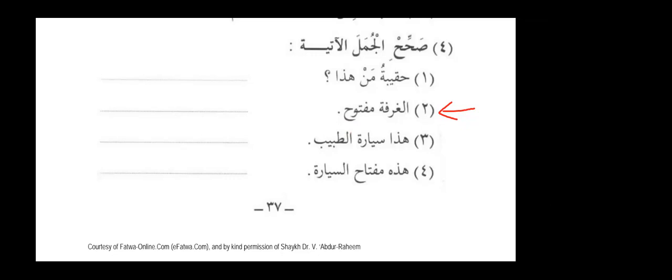مفتوحة. Yes. So here they wrote al-ghurfatu maftuhun, but it is wrong. We should add a ta marbuta, a round closed ta. It's because a feminine subject should have a feminine predicate. Maftuhun can work for a noun that is masculine. It cannot work for a noun that is feminine. So you have to make it feminine too by adding a closed ta. So al-ghurfatu maftuhatun. Okay, good.